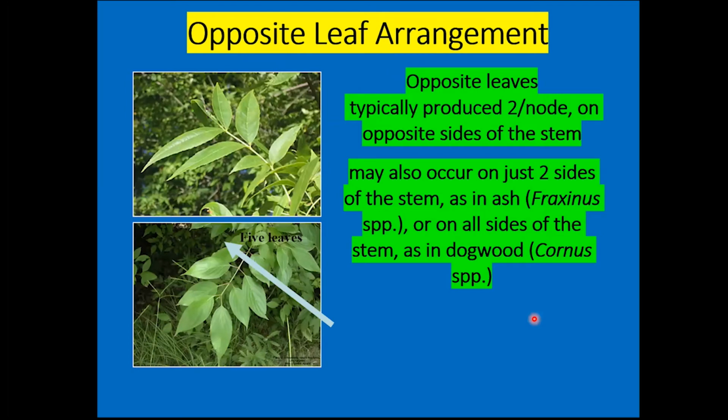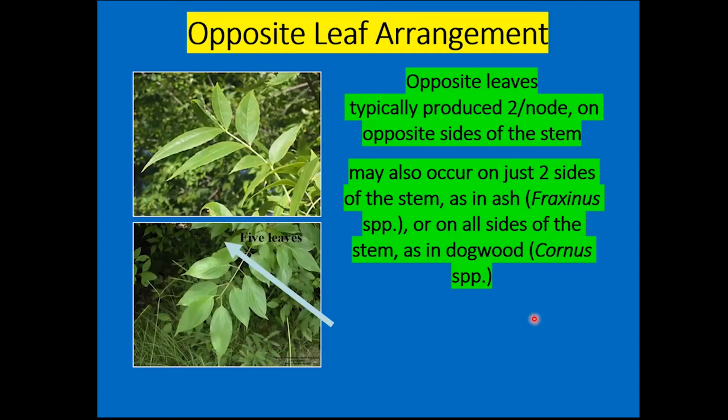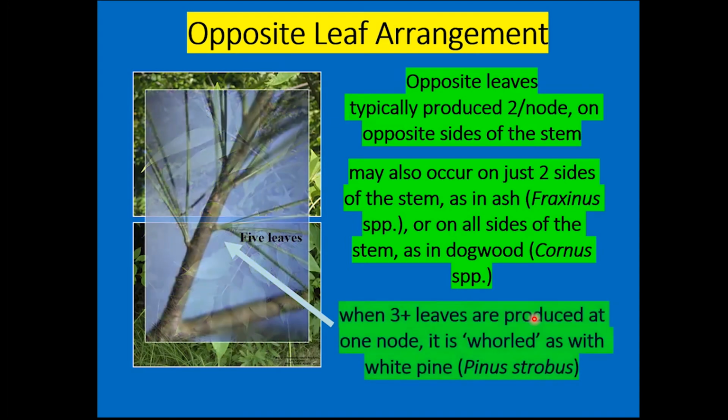Here's an opposite arrangement. This is a dogwood, Cornus. It has opposite leaf arrangements. That's what the arrow is for. The final one is a whorl type in a white pine, and you can see there's five leaves, or needles. Needles are the same thing as leaves, that can occur at that one area, that one node.